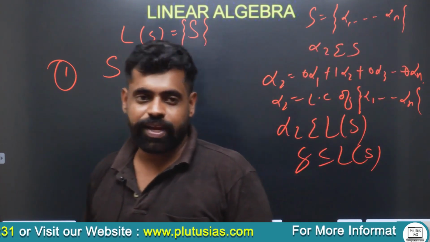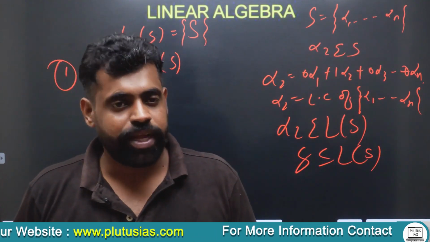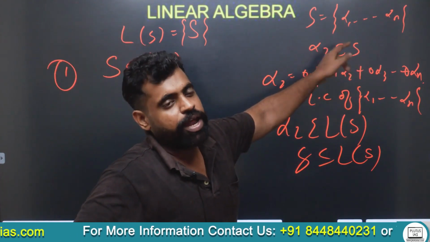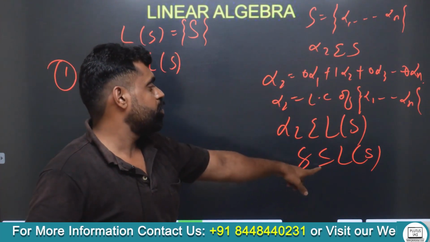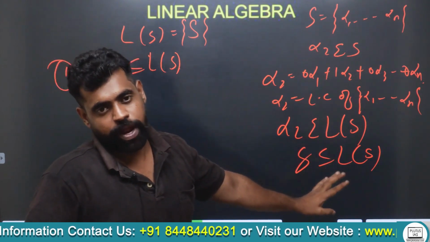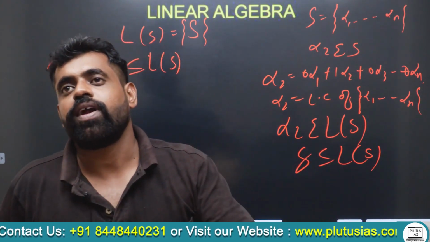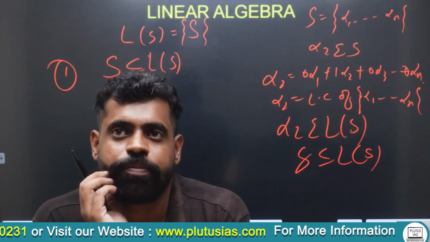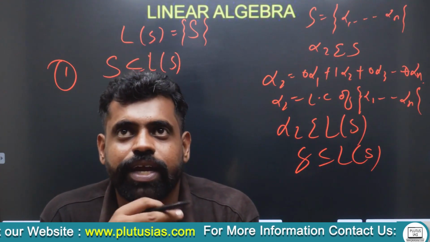Subset proof करने के लिए हमने सिखाया था ना. I told you how to prove something is a subset. You take a random element from this set and prove that that element also belongs to the linear span. So the first condition is this only, and we have proved it. Okay, now we have the second condition.